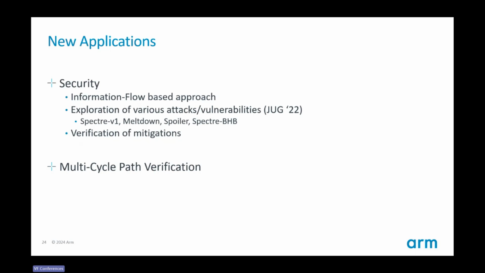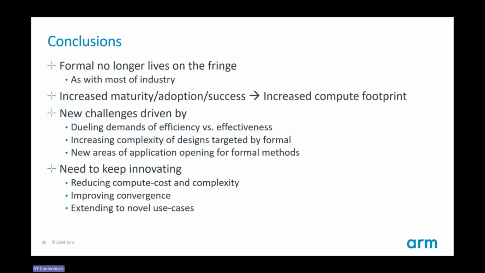Security, I think, is a big one that's been on the horizon for the last few years. This is primarily using an information flow-based approach. We've explored some attacks and vulnerabilities, and we published that in 22 on some key attacks: Spectre version 1, Meltdown, Spoiler, and most recently, Spectre BHB. These are also used to verify some of the mitigations we put in place. One other recent area is multi-cycle path verification as well.